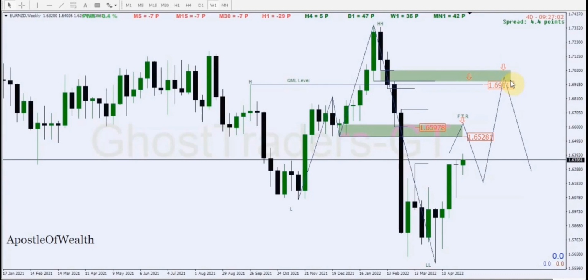So that's it. I just wanted to clarify why I didn't even pay attention to this fair value gap here.